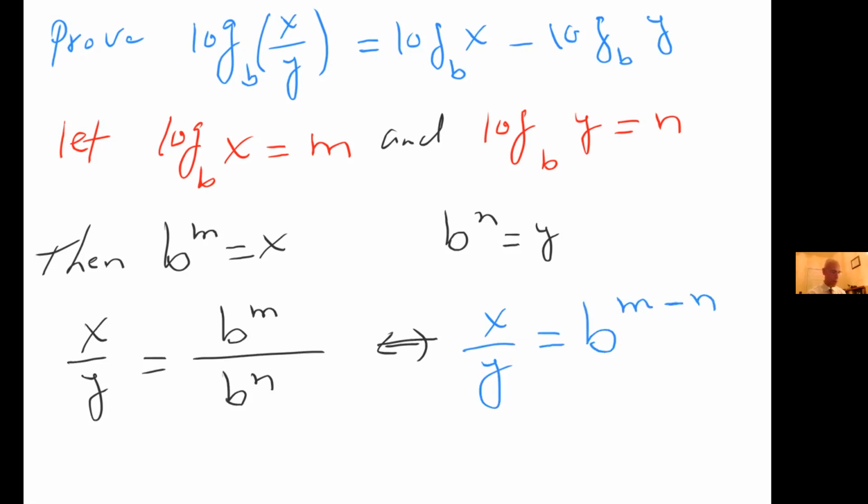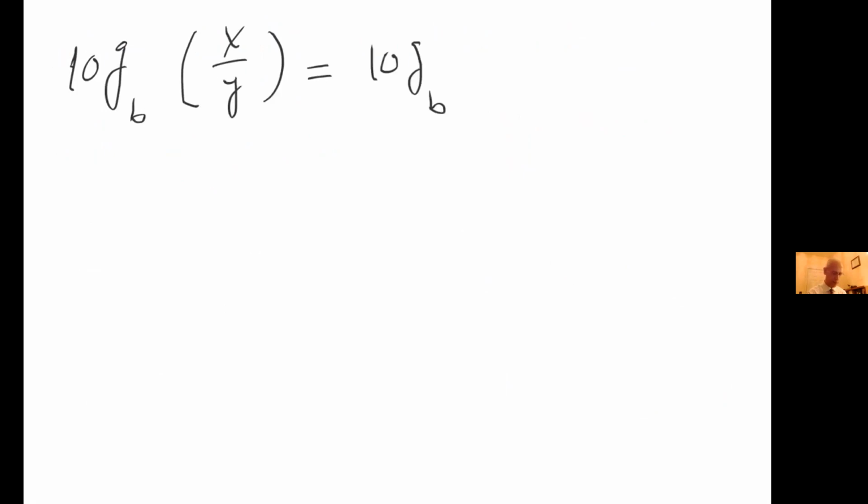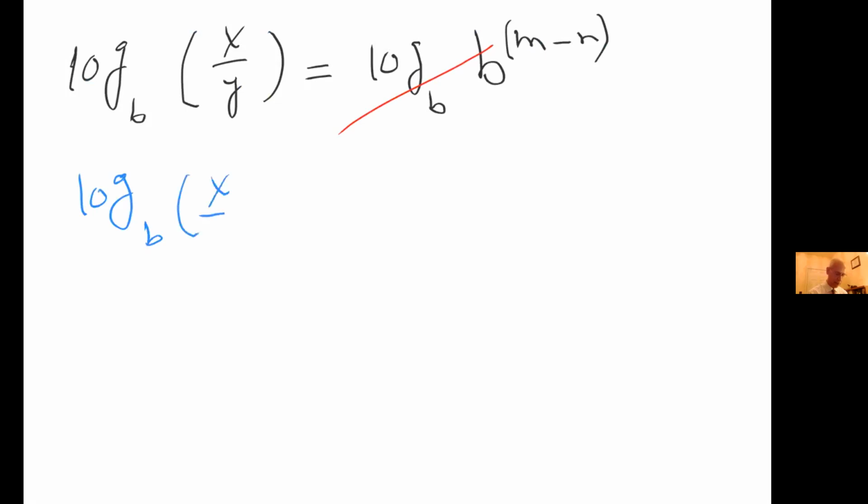Okay. So now I'm going to go to the next page and take the logarithm of both sides. And so going to the next page, now I have log base b of x over y equals log base b of b to the power of m minus n. And remember that we showed that we can cancel this. So now I have log base b of x over y equals m minus n.